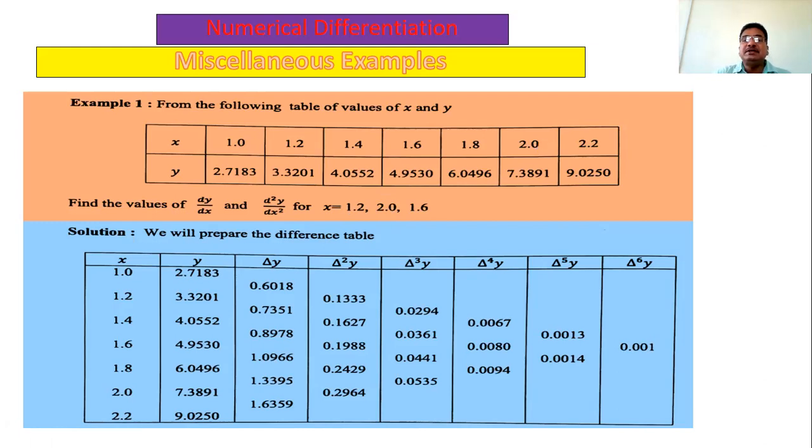And 1.6 is in the middle of the table. This value is present in the table and it's at the middle of the table, so we can use either the forward or backward difference interpolation formula to find the first order and second order derivative at 1.6. So the first part of the problem is to find the first order and second order derivative at 1.2, and so prepare the forward difference table.